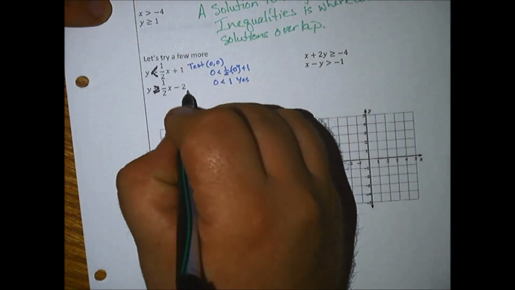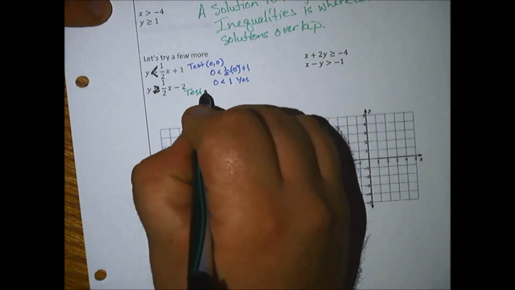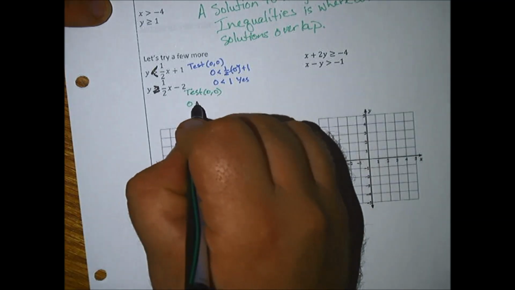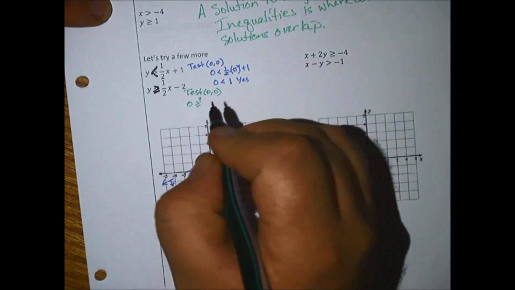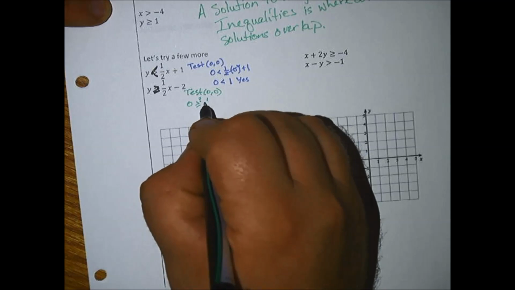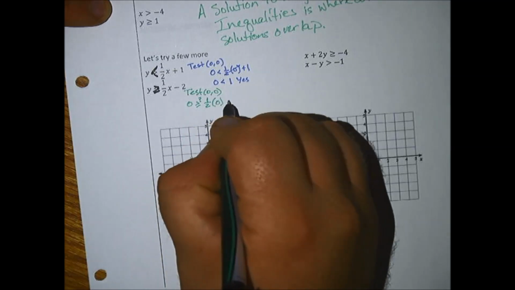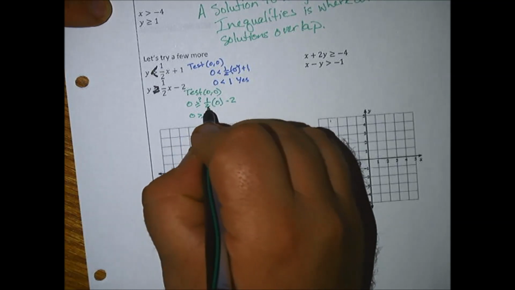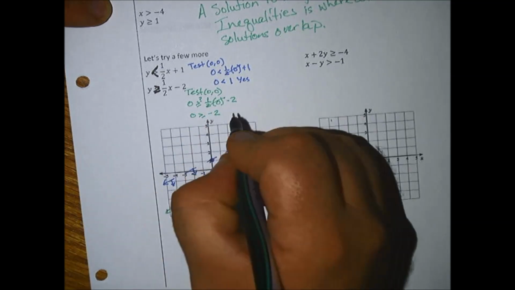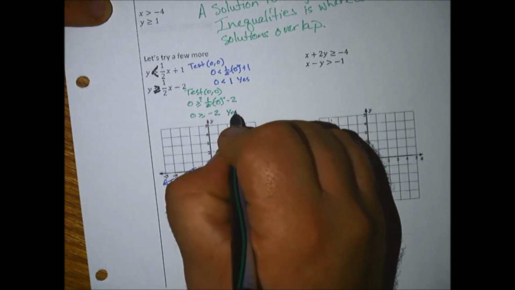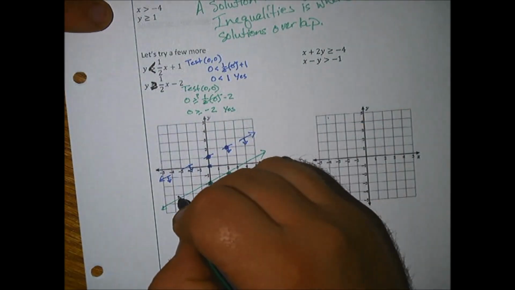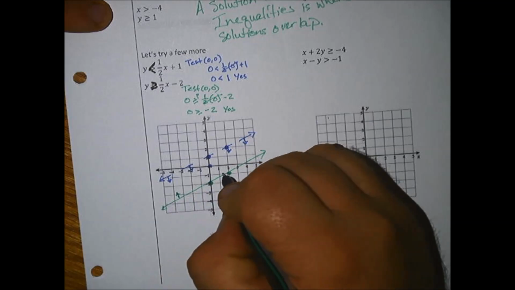Let's go ahead and test 0, 0 on that one. So is 0 greater than or equal to 1/2 times 0 minus 2? So is 0 greater than or equal to, that goes away, -2? Yes, it is. Okay, 0 is greater than -2. So I need to shade this one above the line.